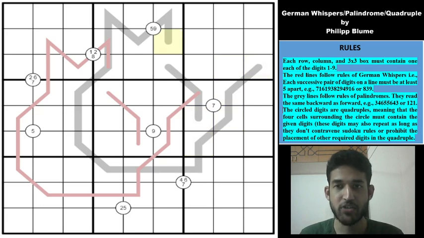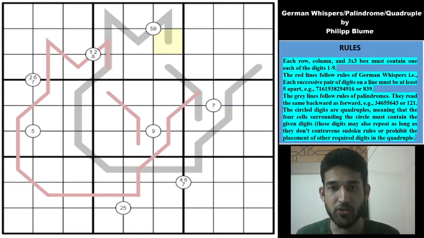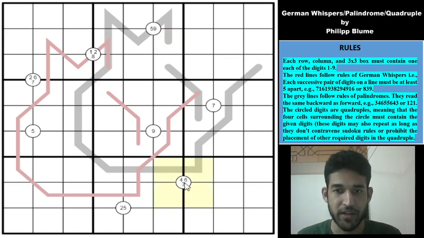So the German whisper rule is applicable for the red lines, and the palindrome rule is applicable for the gray lines. And in addition to that, the final variant rule is the quadruple rule, meaning that you have a small circle at the intersection of 4 cells. So these digits must be present inside these 4 cells. So if you have 4, 6 and 7, then 4, 6 and 7 must be placed in these 4 cells. There is no other restriction. For example, 4 may repeat two times, provided the Sudoku rules are not violated. But the only thing is that at least one instance of 4, 6 and 7 must be present in these 4 cells. So these are the rules.